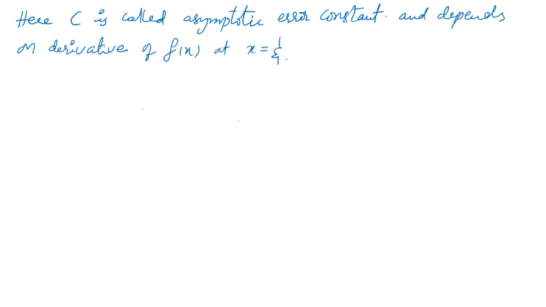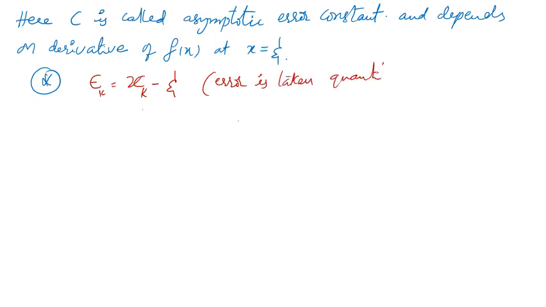And one more point just to explain the concept. Here error is taken as approximate minus exact. Here error is taken quantitatively, quantitatively means plus 2 error, minus 2 error, means 2 is the error actually. So we are ignoring the sign in the error, we are considering only quantity. Okay, this is one point.